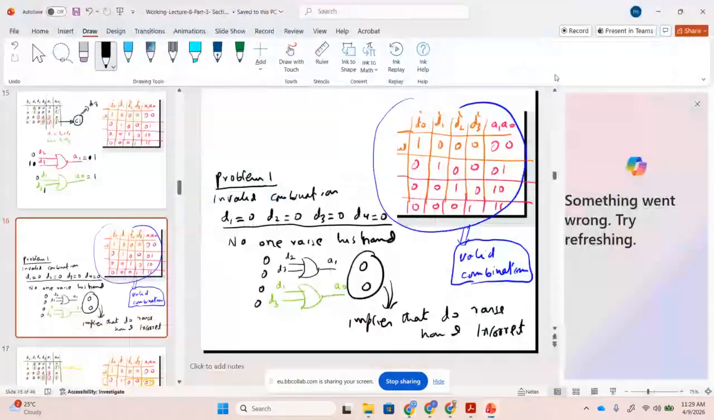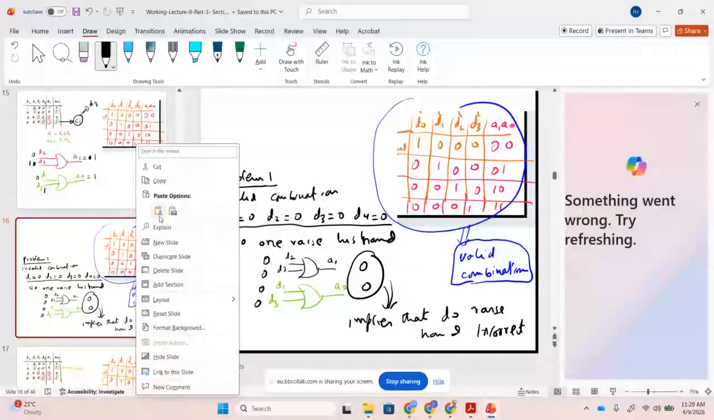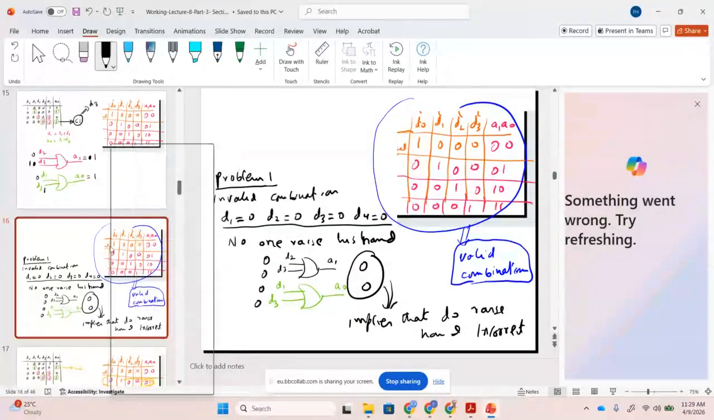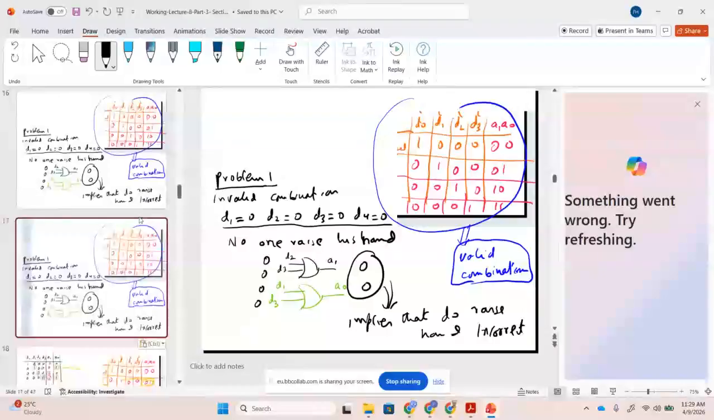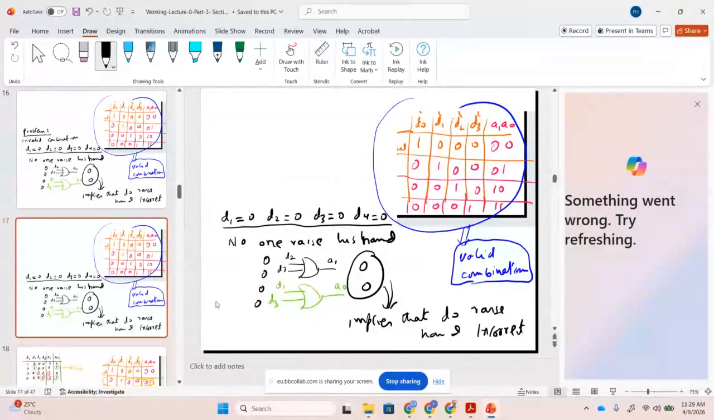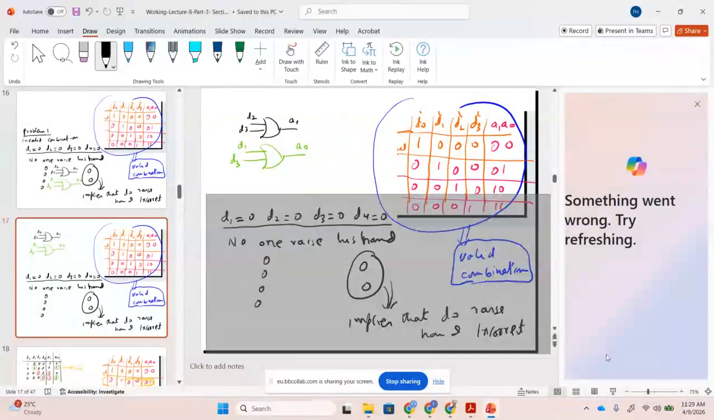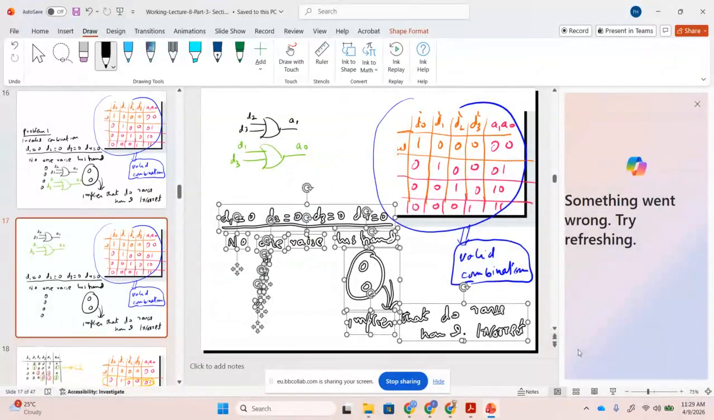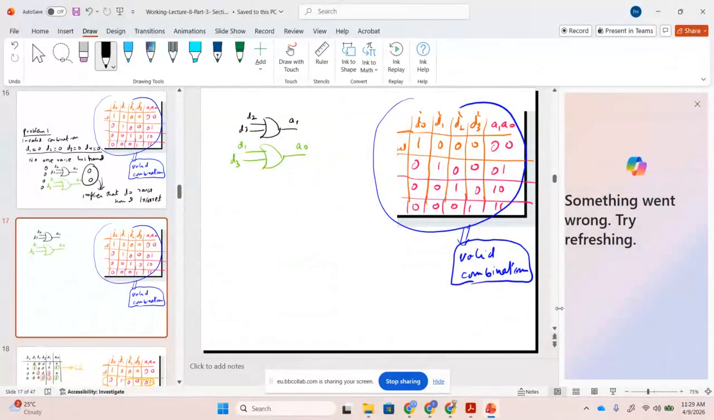Okay. Now this is problem number one. Now I want to highlight problem number two. And what is problem number two? So let's assume I'm now looking at problem number two.